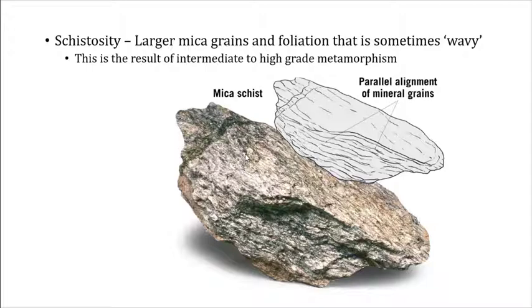You're not going to be able to use a mica schist for a pool table or a chalkboard or something like that. The mica grains are way too big, and it's nowhere near flat, right? So this is kind of what you get with intermediate to high-grade metamorphism. The nice thing about these textures is the development of this foliation goes in lockstep with the amount of heat and pressure applied. More foliation or better foliation equals more heat and pressure.